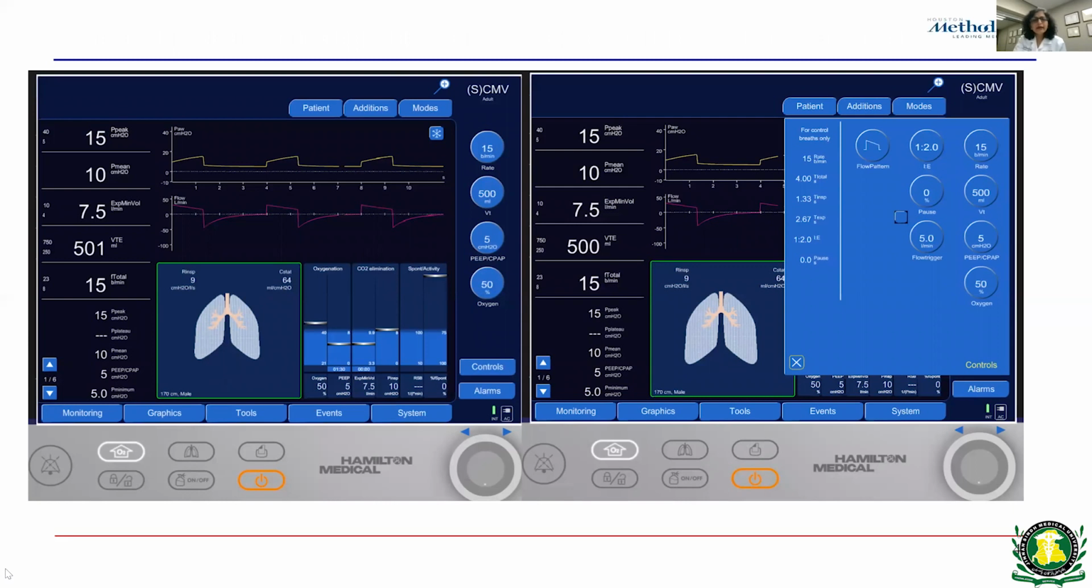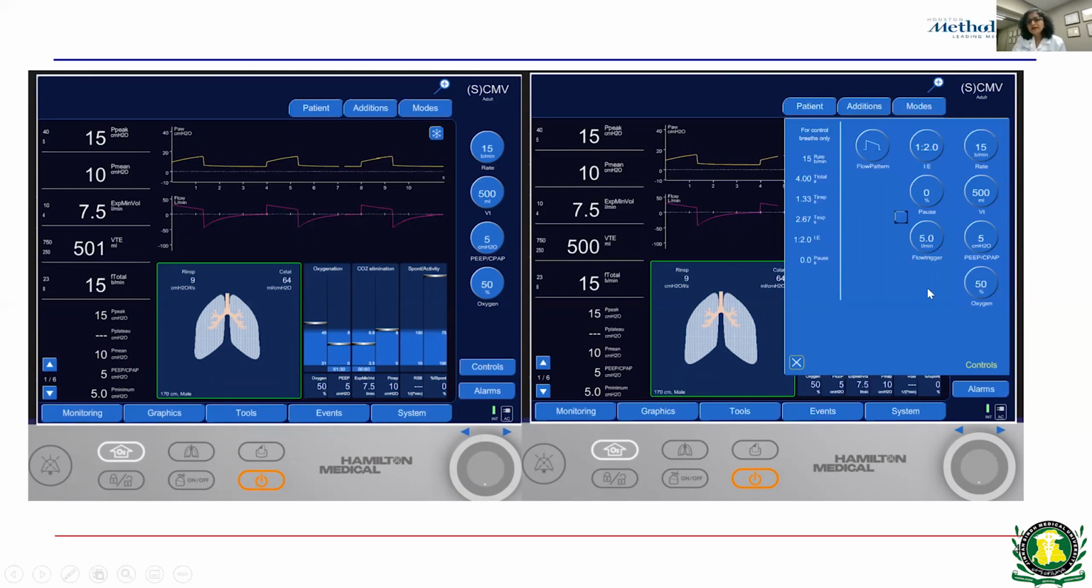If you are dealing with Hamilton ventilators, then this is where you set up the tidal volume, and this is the inspired volume that you're giving the patient. And on the left-hand side of the screen, you see what the patient is doing. So that is the expired volume. As you can see, they're almost exactly the same.